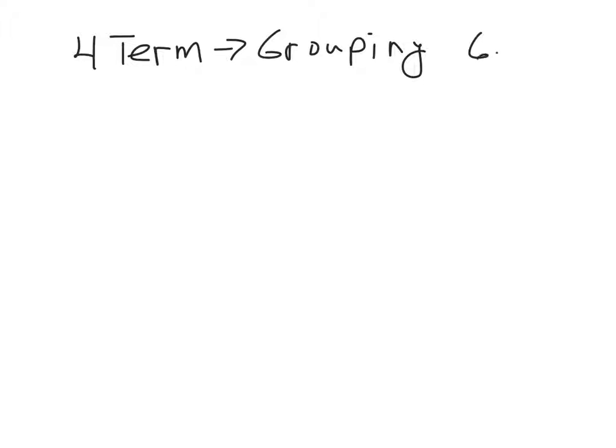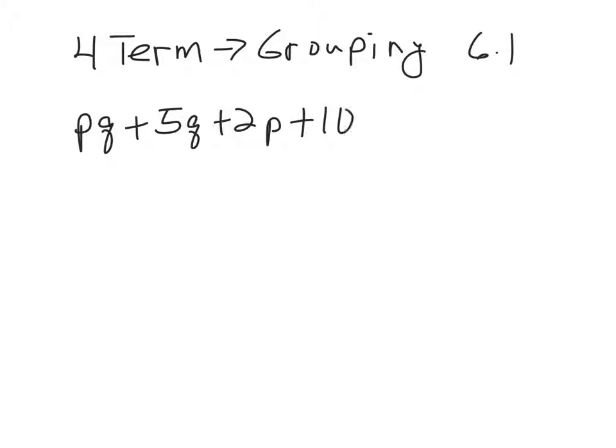This is a little review of the strategy that we use when we have 4 terms, and that's grouping. This was from chapter 6, section 1, by the way. So let's look at about 4 problems here. Here's the first one: PQ plus 5Q plus 2P plus 10.